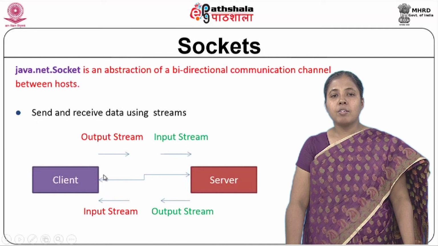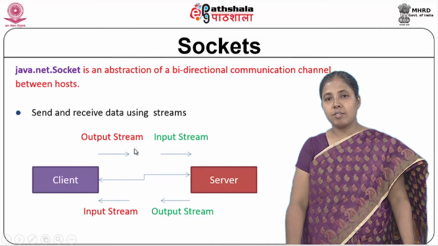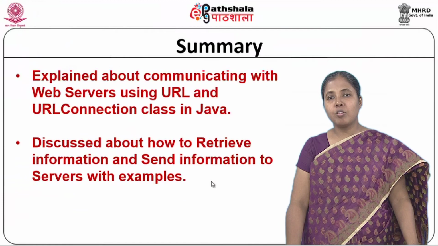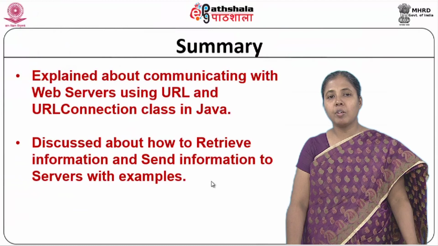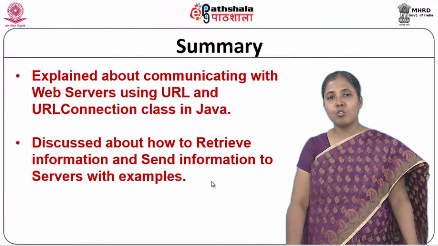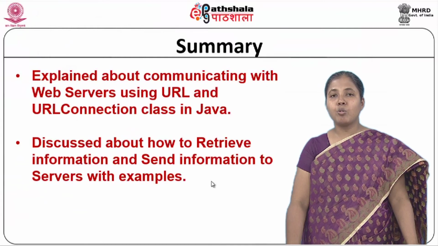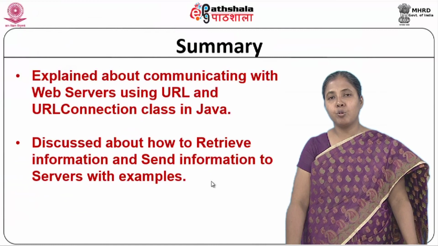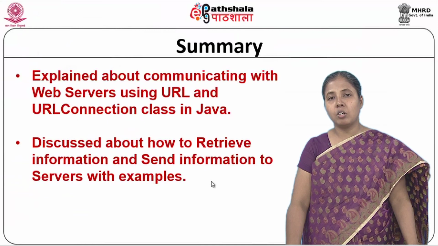So, there are some more things about sockets which we would discuss in the next module. So, the summary of this module: we have seen how communications can be made with web servers using the classes called URL and URLConnection in Java, and we have also discussed how to retrieve information and to send information to servers with a few programming examples. And we have seen that there are two kinds of methods, the get method and the post method, by which you can send information to or make URL connections to the servers. Thank you.